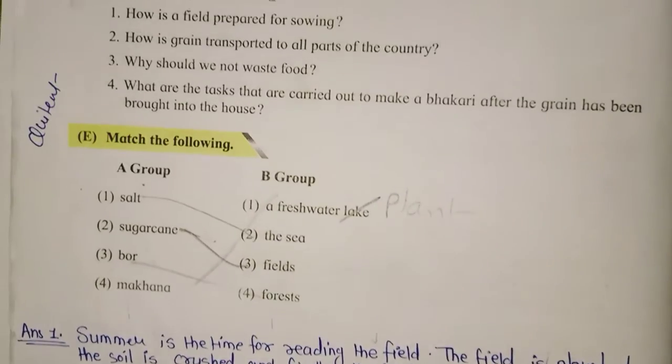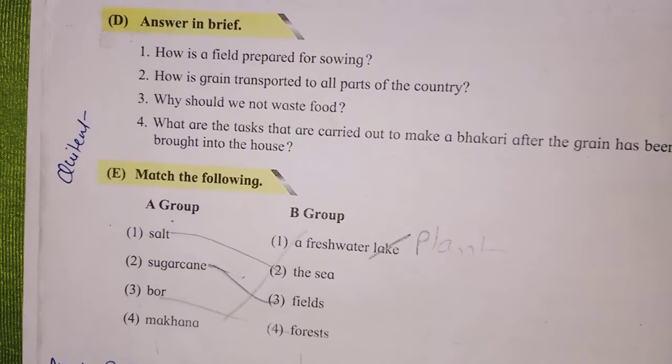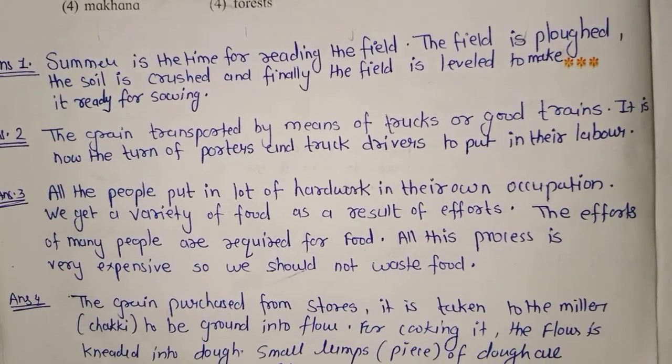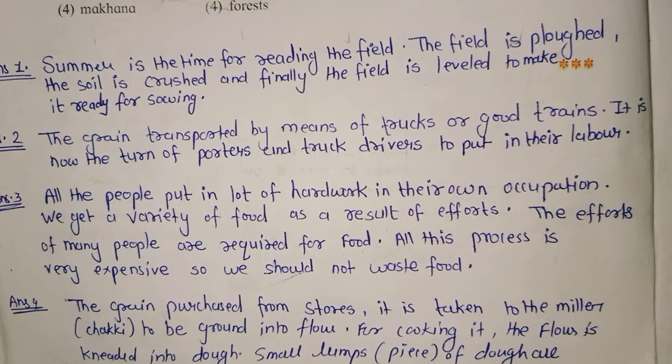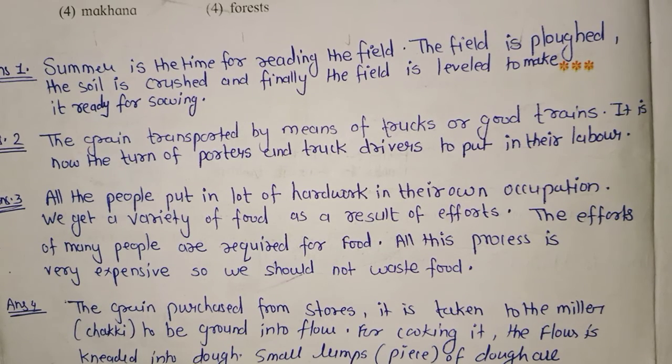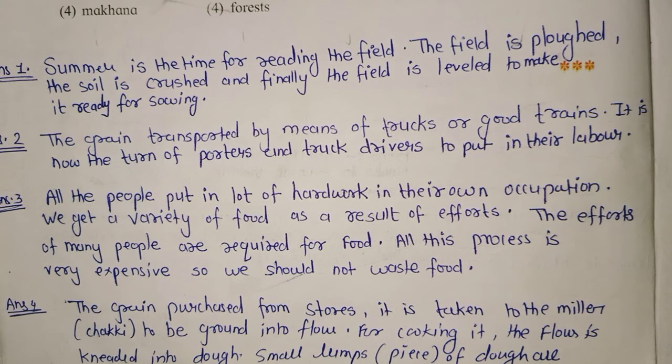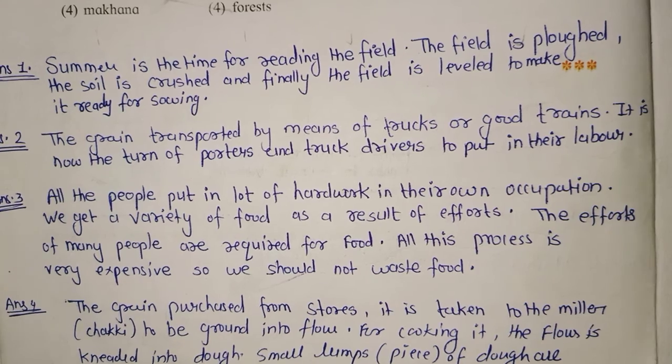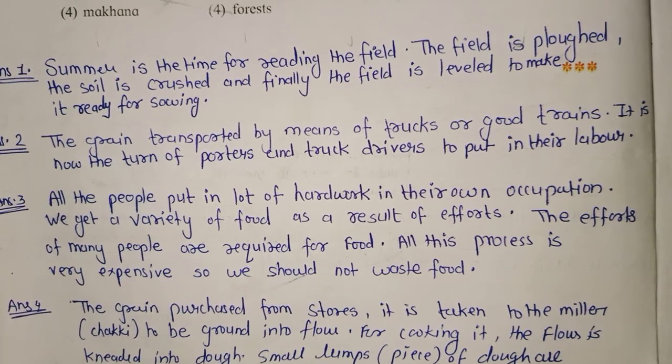Question number 3. Why should we not waste food? Answer for the third question is all the people put in lots of hard work in their own occupation. We get a variety of food as a result of their efforts. The efforts of many people are required for food. All this process is very expensive, so we should not waste any food.